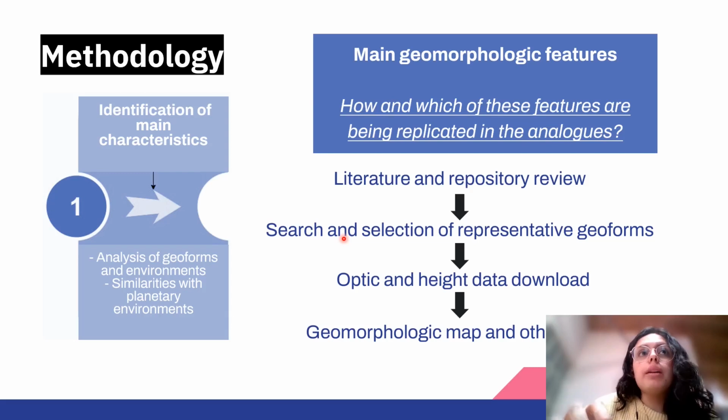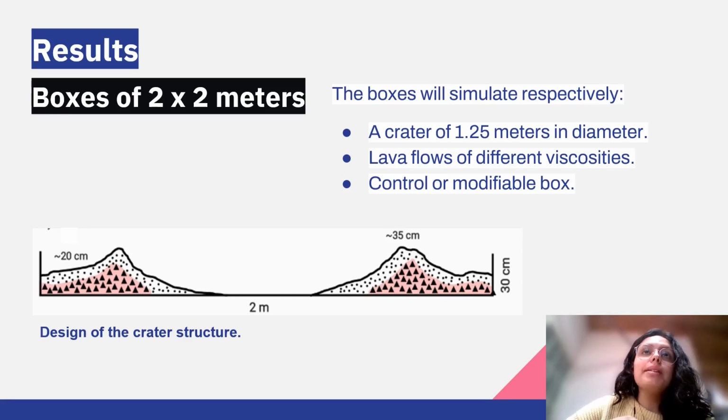Having high-resolution images at a scale appropriate for general mapping was also very important. The idea is to create a map in each of the sites and identify units according to the characteristics of each environment. The geoforms that have been selected are the ones that I mentioned at the beginning.